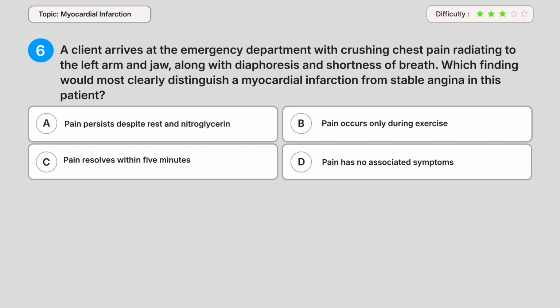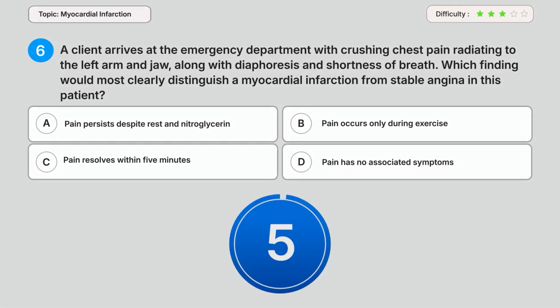A. Pain persists despite rest and nitroglycerin. B. Pain occurs only during exercise. C. Pain resolves within 5 minutes. D. Pain has no associated symptoms. Do you know the answer?